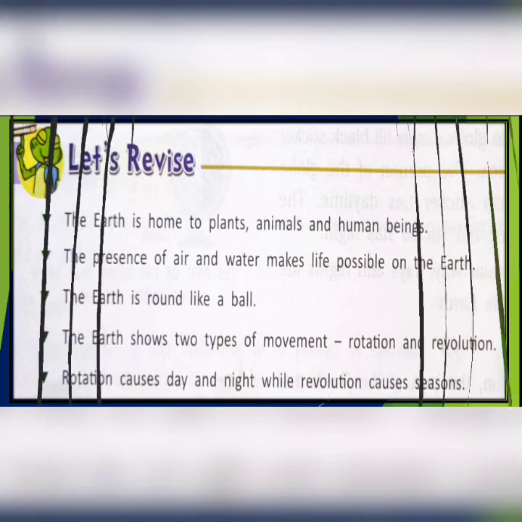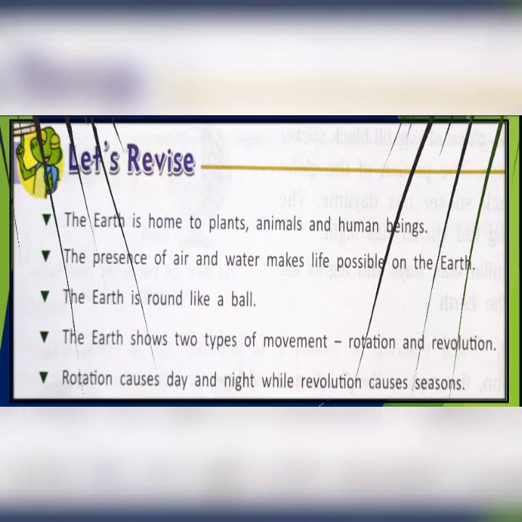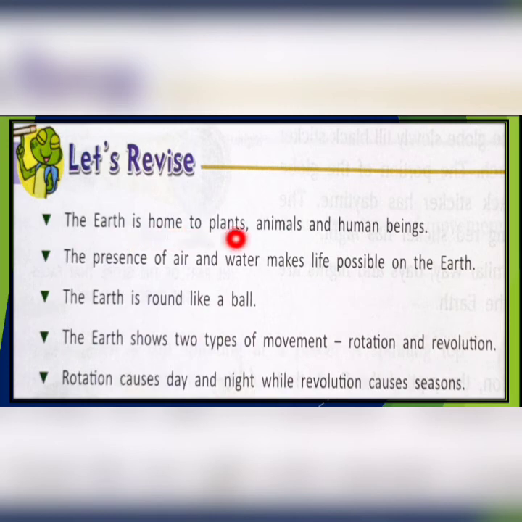Next let us revise the chapter point-wise. First point, the Earth is home to plants, animals and human beings. The presence of air and water makes life possible on the Earth. The Earth is round like a ball. The Earth shows two types of movement, rotation and revolution. Rotation causes day and night, while revolution causes change in seasons.